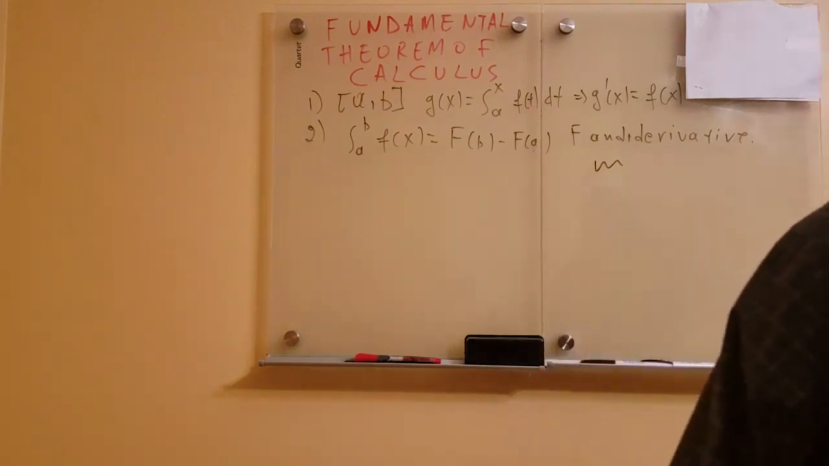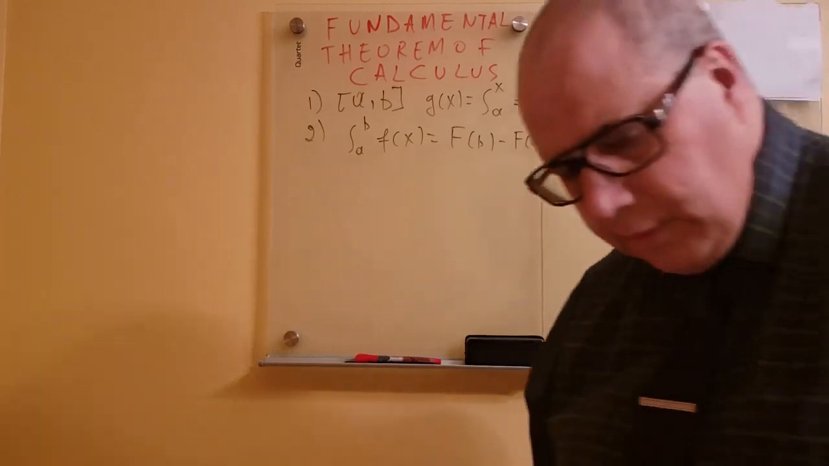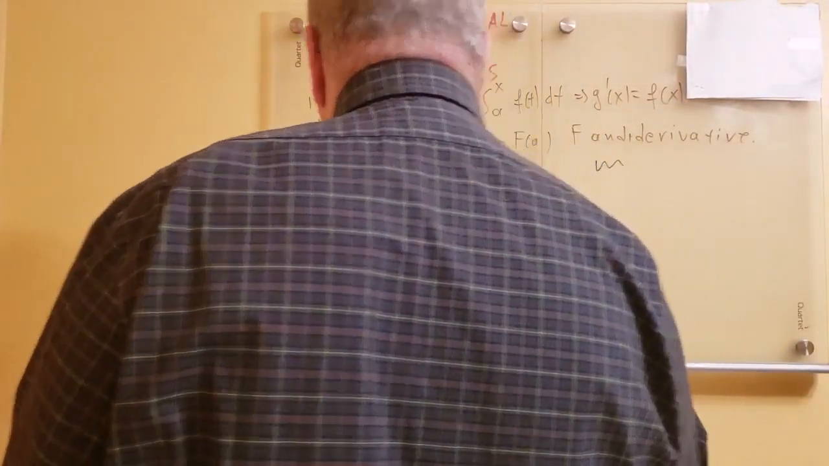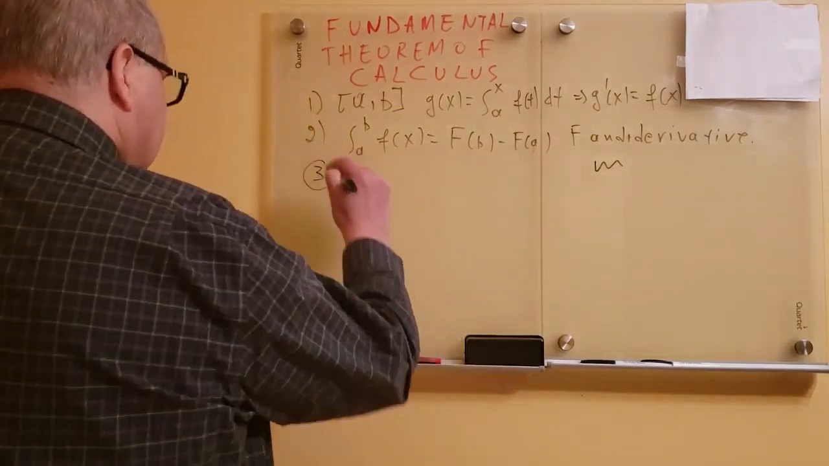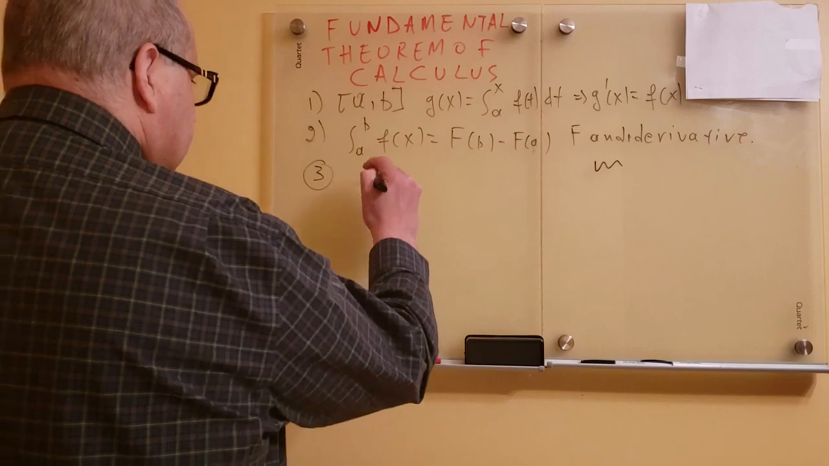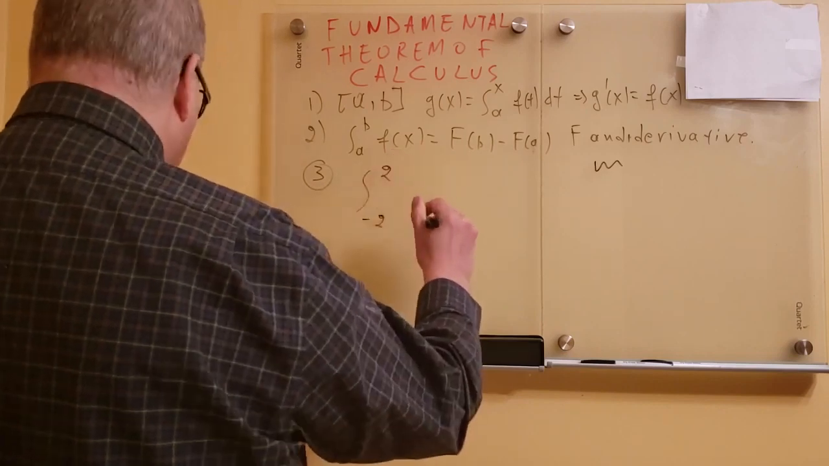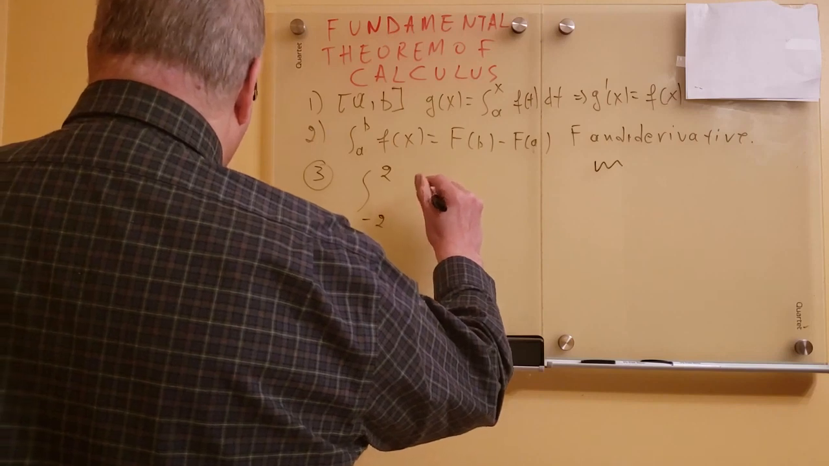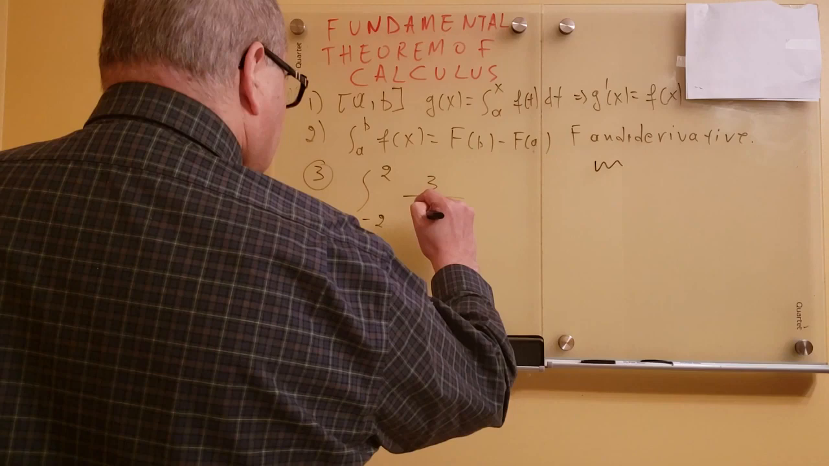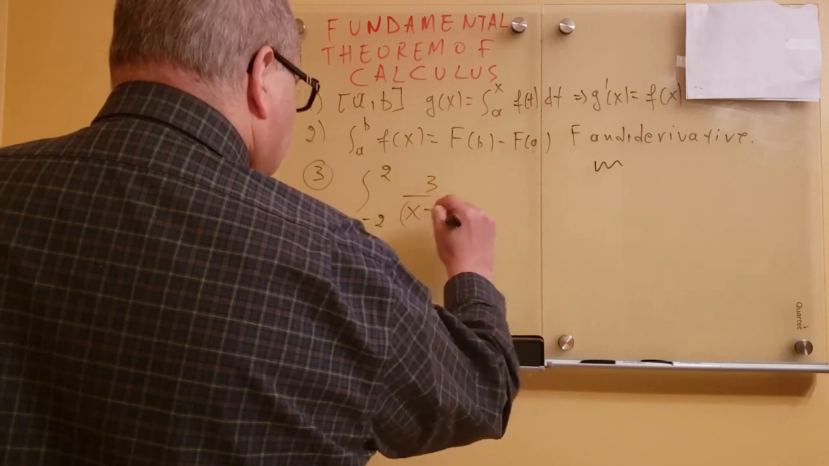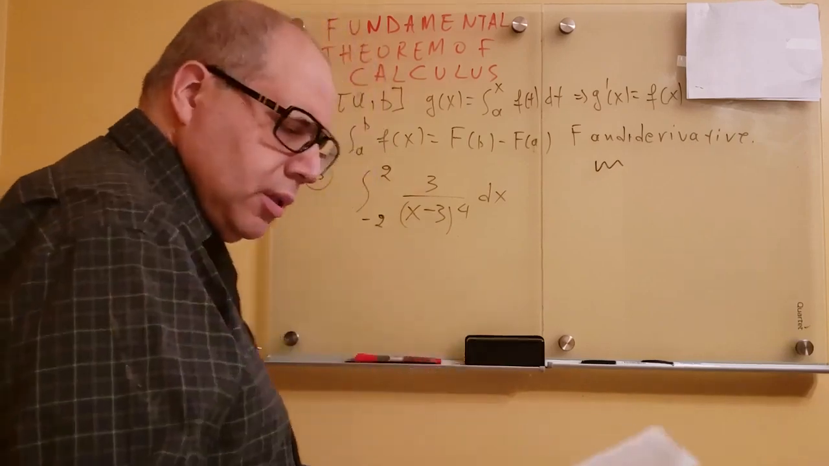So the first problem is to find the definite integral. The first problem we said is problem number 3, and it's to find the definite integral from minus 2 to 2 of 3 over x minus 3 to the fourth with respect to x.